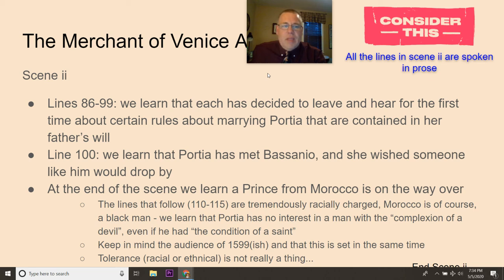They're all leaving. In line 100, we learn, right as the two young ladies talk about, well, who would be the perfect man to marry, and the name that pops up, of course, is Bassanio. And we learn that Portia has met, and Nerissa has met, Bassanio before. He had presented himself as a nobleman once before, and they believed that he was, and they thought he was quite a catch. And of course, we know that he's not.